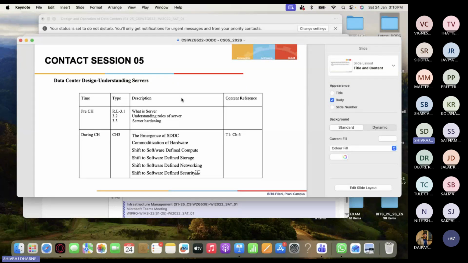It will cover what a server is, the understanding of the role of servers, and what server hardening means. Then there is the enterprise software defined data center, and how hardware is commodity now. And how the shift is happening for software defined compute, software defined storage, software defined network, and software defined security. We'll talk about that in today's presentation.